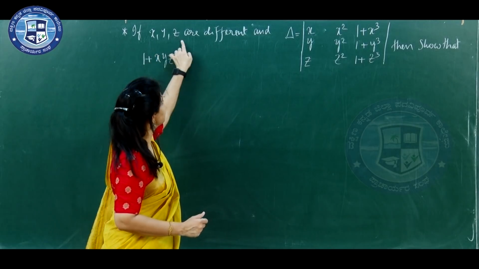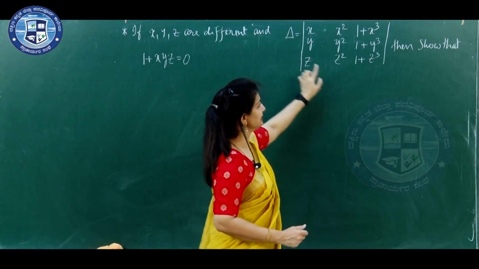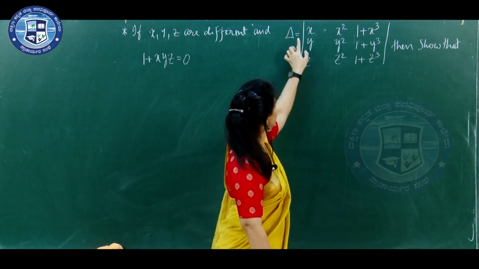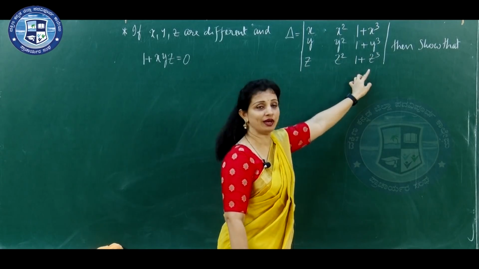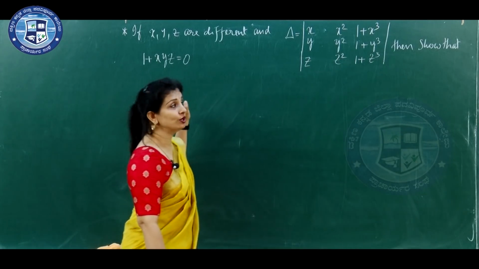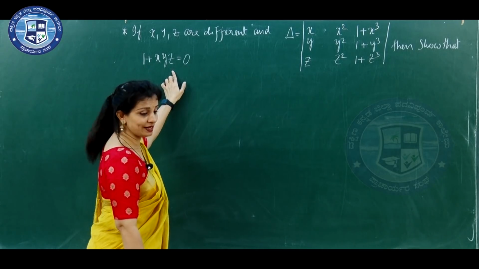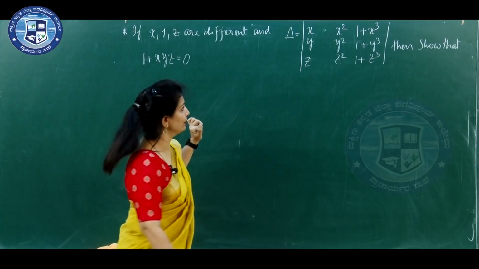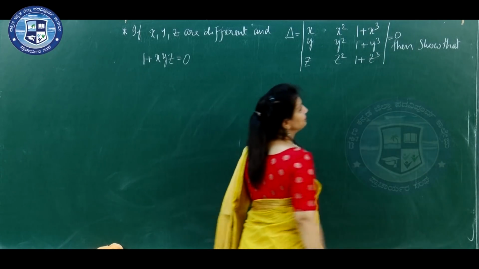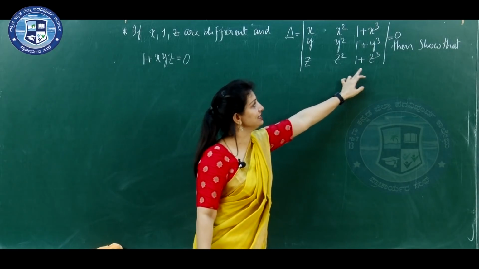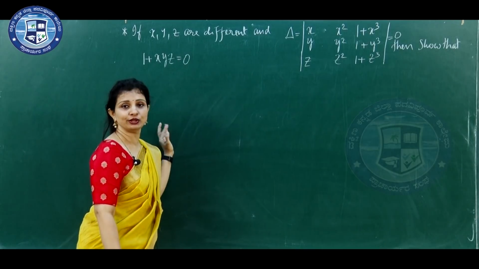If x, y, z are different values, and delta equals, determinant is given, x square 1 plus x cube, y square 1 plus y cube, z square 1 plus z cube. Then show that 1 plus xyz is equal to 0. Here this delta value will be equal to 0. If the delta value determinant is 0, then show that 1 plus xyz is equal to 0.